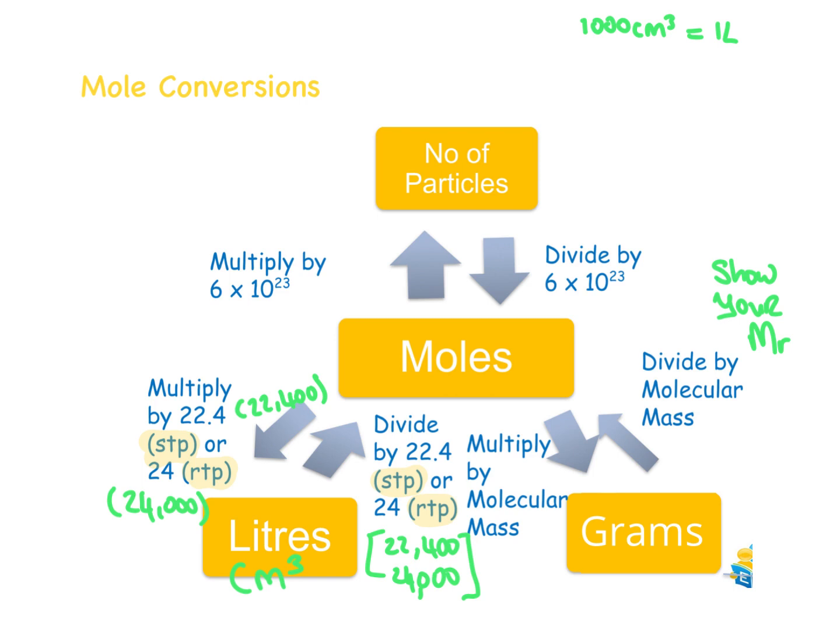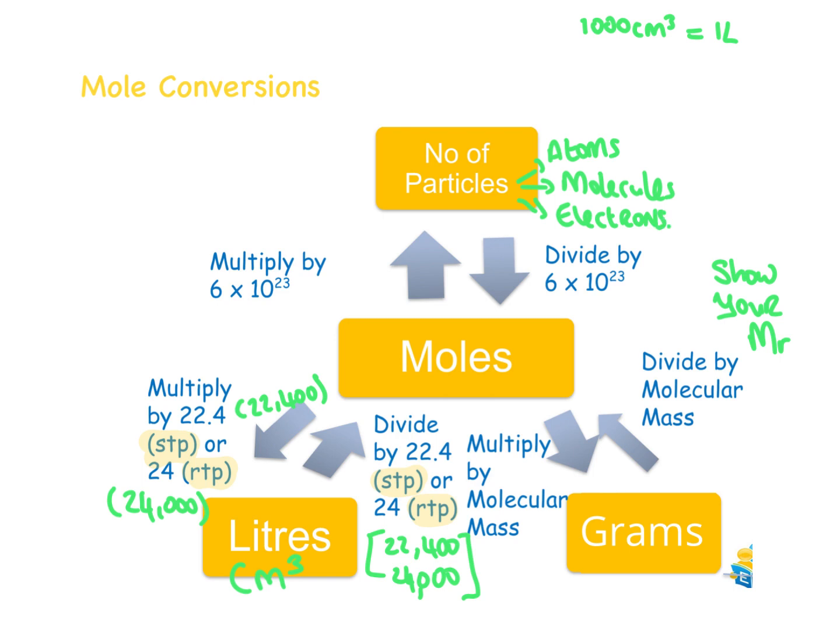The last part then is going from moles to number of particles. When we're going from moles to number of particles or vice versa, we use Avogadro's constant, which is 6.02 by 10 to the 23. It is important that when we say number of particles, it can refer to atoms, molecules, and even electrons or protons.